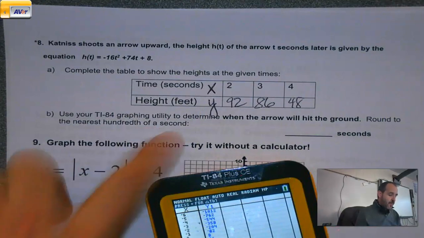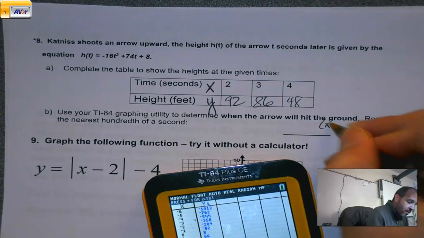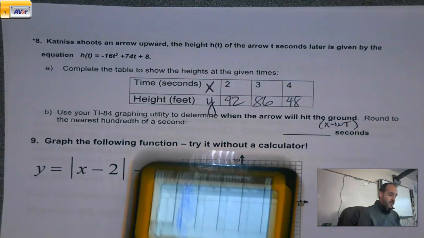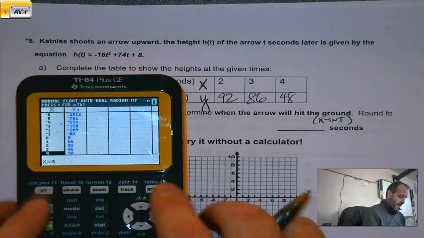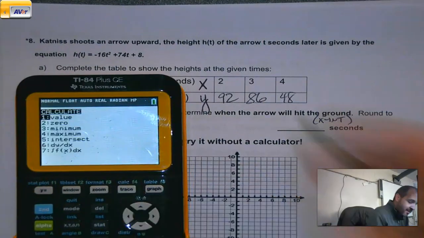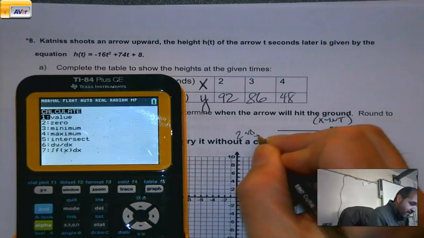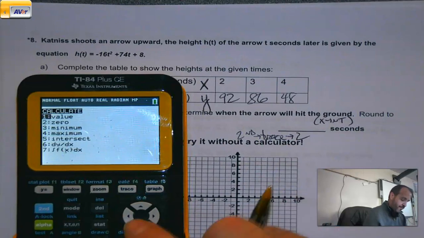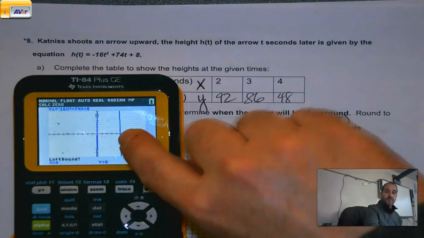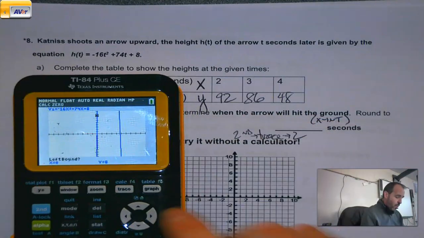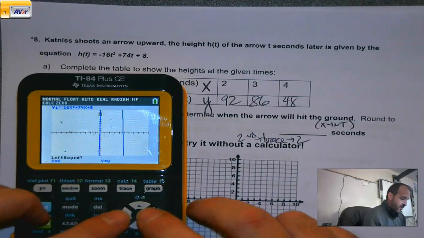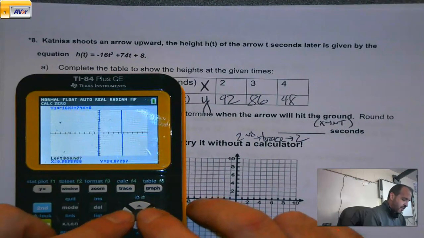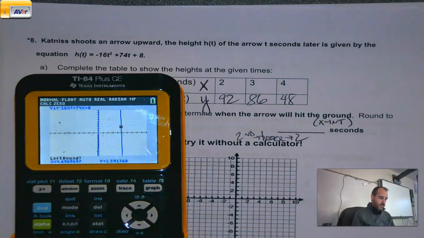Then it says, determine when the arrow will hit the ground. Where's the x-intercept? So, go back to second trace. Number 2, I want the 0. I want that. So just like we did before, we're going to use just our right and left arrows. Since this is here and I need to get over here, I'm going to hit the right arrow until it comes over here. So it may take me a minute, and that's okay. Okay, get as close as I can to the intercept.